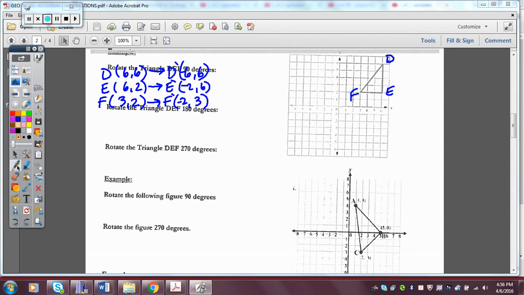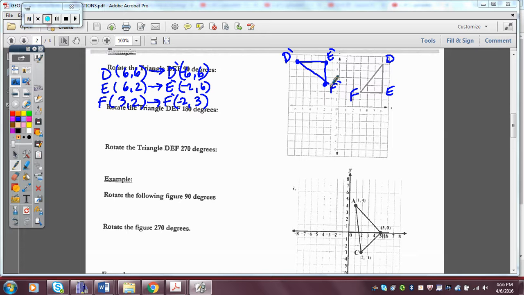Alright, great. So now, E prime is negative 6, 6. E prime is negative 2, 6. And F prime is negative 2, 3. And notice, if you were to take this picture and spin it to the left once, it would look just like this in quadrant 2, pointing to the left.